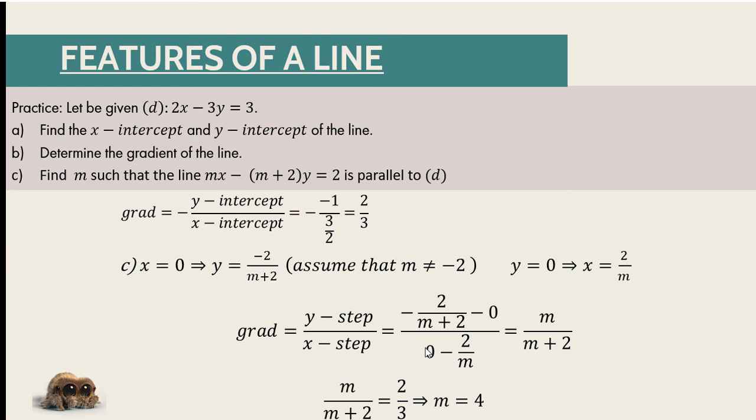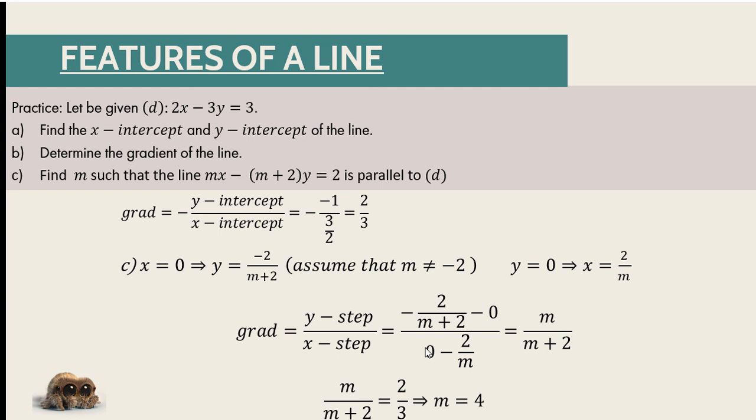Now we need to find the value of m so that the line is parallel to D. First, we need to calculate the gradient of that line. If x is 0, then y is equal to negative 2 divided by m plus 2. Of course, we assume that m is different from negative 2, so that the fraction will make sense. If y is 0, then x is 2 divided by m.